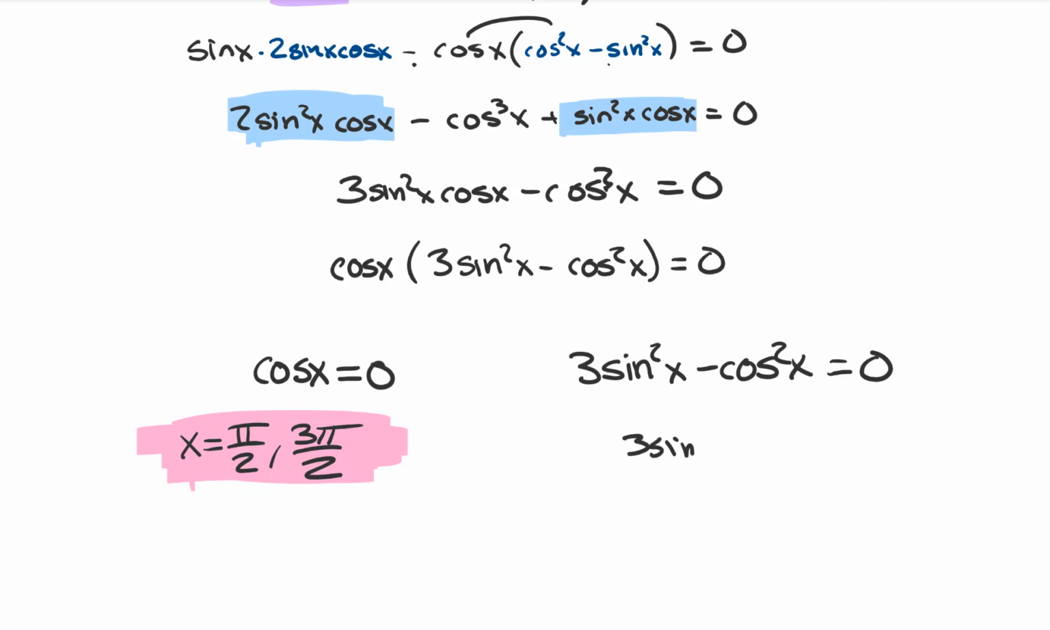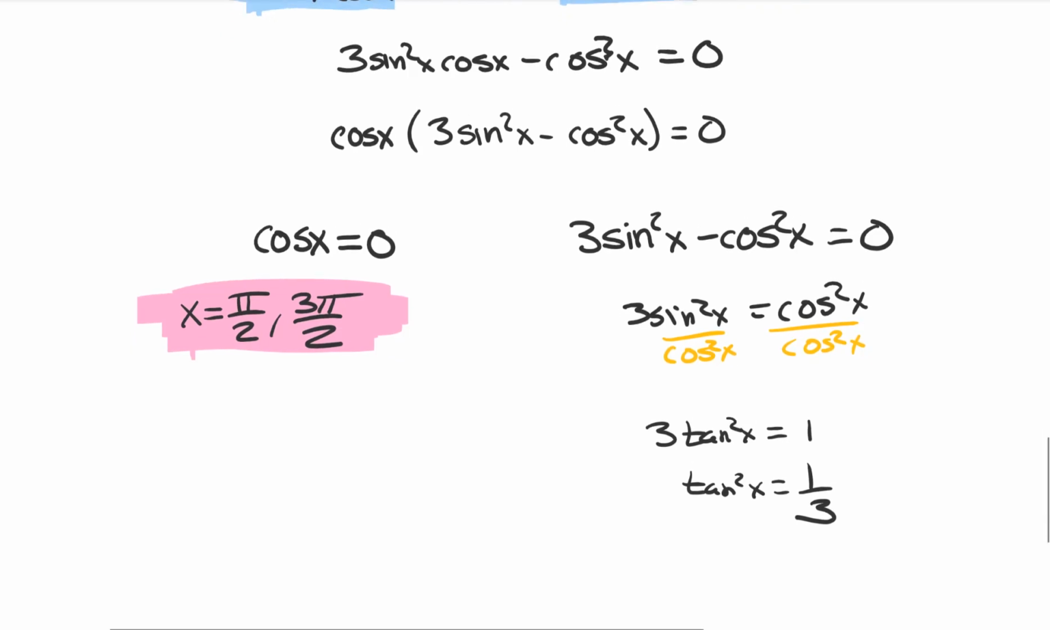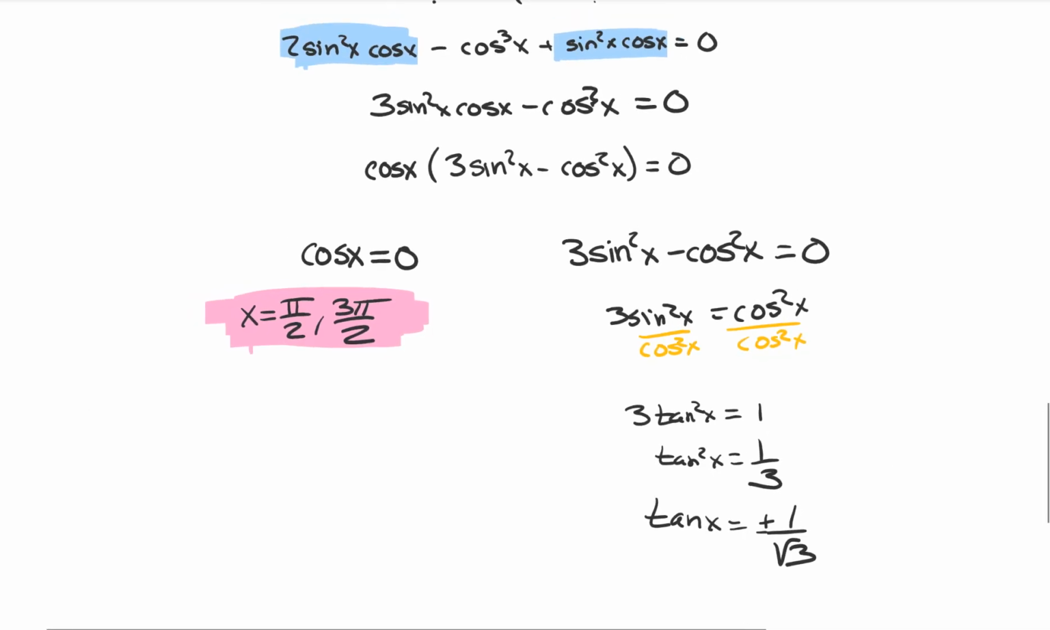Let's add the cosine squared over to the other side. Now let's divide by cosine squared. Okay, I'm not being very efficient here. That's 3 tangent squared of x is equal to 1. Let's divide the 3 over. Now let's hit it with a square root on both sides. Don't forget your plus or your minus, and we're going to say that tangent of x is equal to plus or minus 1 over the square root of 3. That's a plus or a minus, which means we're going to take them all.